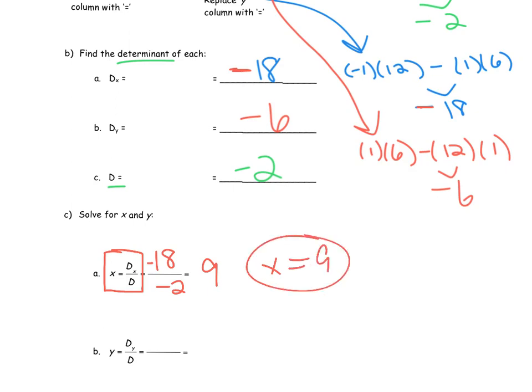This is another way of solving matrices. Okay, I have dy over d. So we have negative 6 over negative 2, which is 3. So y equals 3. All right, so this is how we solve matrices using Cramer's rule.